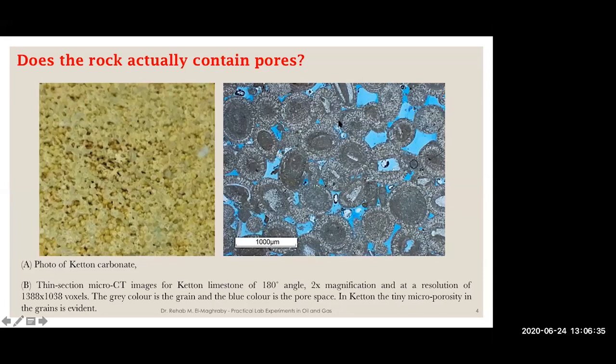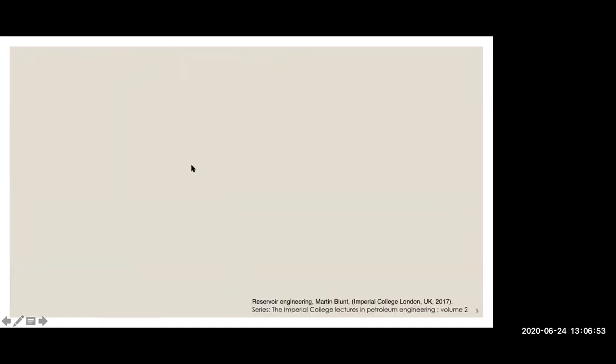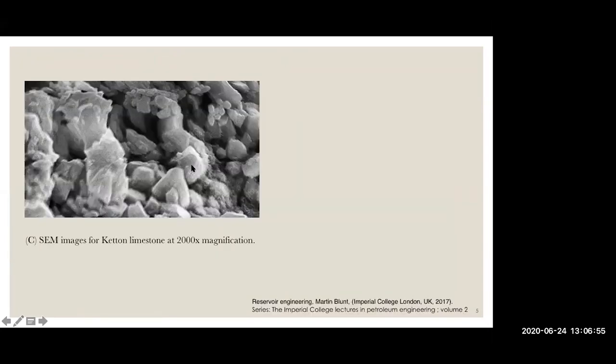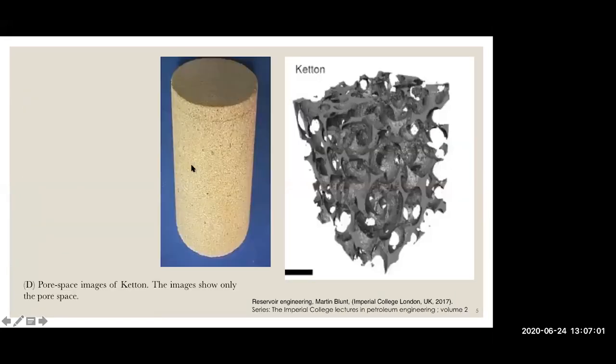I will show you another photo of Ketton carbonate using a scanning electron microscope, showing the grain and the pores. The black shades here are the pores of the rock. So we can now visually see the pores inside the rock. But can we see how these pores are connected? I find this photo interesting.